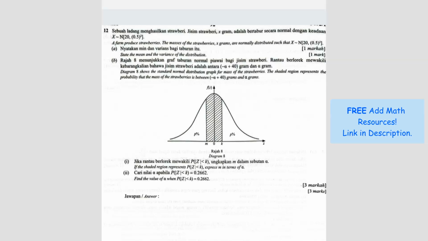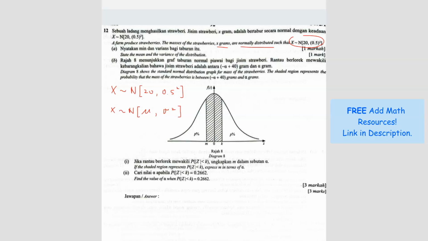Question number 12. A farm produced strawberries. The masses of the strawberries, x gram, are normally distributed such that, so they gave you this normal distribution, 20, 0.5 squared. So the format of normal distribution is what? Mean and variance, right? Okay, so we have to use this info later.